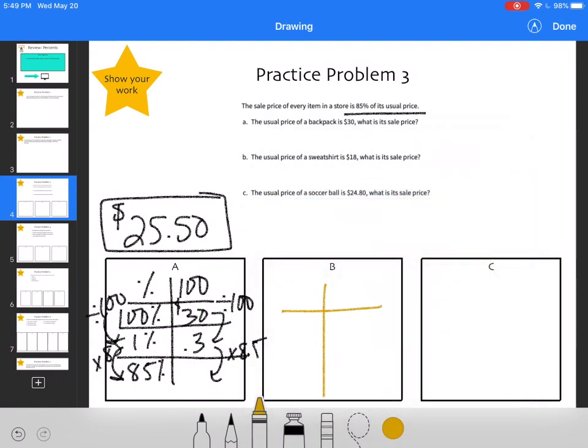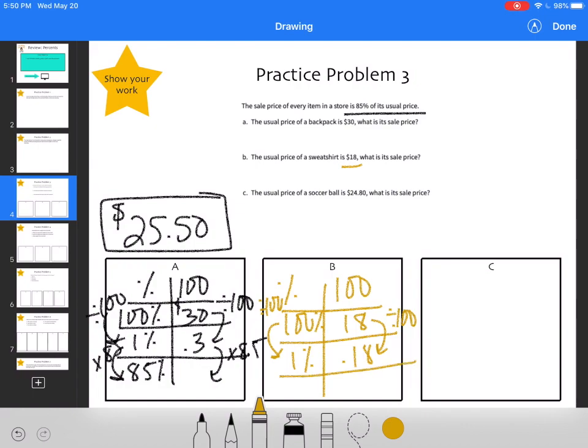Okay, so for the next one, same concept, percent and 100. I know that 100% of this item is going to be $18. So then I'm going to find 1%. So I'm going to divide by 100. So I'm going to divide this side by 100. So 18 divided by 100 is going to be 18 with a decimal in the front. So 18/100. And then I have to multiply to get to 85%. So I'm going to multiply by 85 on each side. And I end up with $15.30.